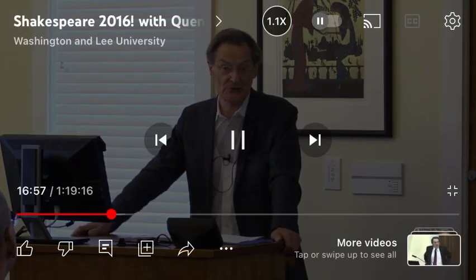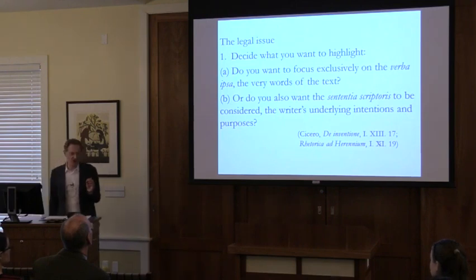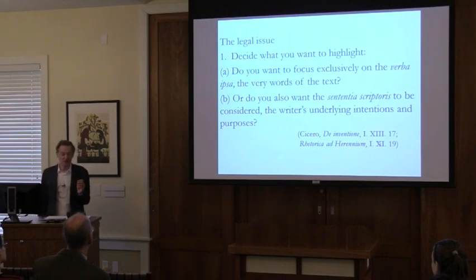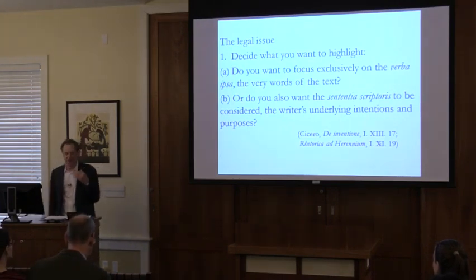Now, the rhetoricians have a very important warning at this point about the legal cause, and this takes you into the most fundamental issue in legal hermeneutics, and it remains the fundamental legal hermeneutic issue, which is, you've got to consider two questions before you go into court, or else you can really get into difficulties in court. And the first is this. What do you want to highlight? Do you want to focus exclusively on what Cicero calls the verba ipsa, the very words of the text? Or do you want also the mind of the writer to be considered, sometimes called the intentio scriptoris? Do you think that interpretation, underlying intentions and purposes also critically matter?